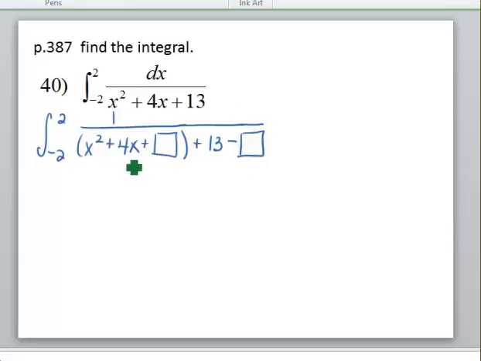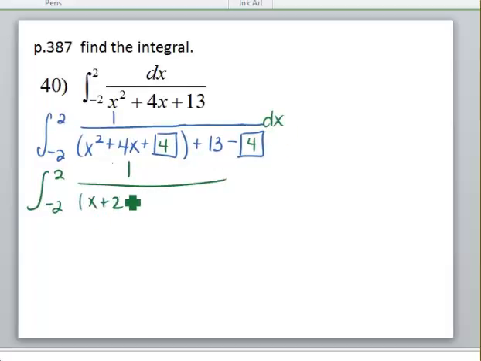If I complete the square, I take half of this and square it, so half of this is 2, and 2 squared is 4. So I'm going to put a plus 4 and a minus 4. Now that there are actual numbers in there, you can see I haven't changed the problem. I could just cancel these, but of course I don't want to do that because it puts me right back to where I started. So what I'm going to do now is rewrite this as x plus 2 quantity squared plus 9.